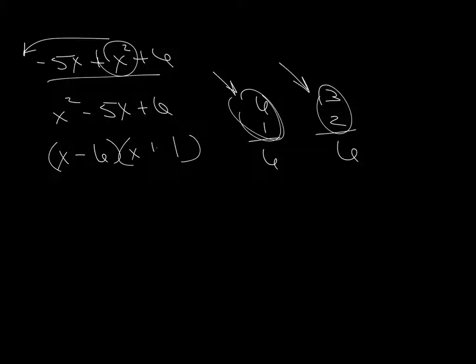A negative and a positive. So let's see what happens here. If I take negative 6 times 1, I get negative 6. That's not what I get up here. So that means this one is not the right one. Let's try putting the 3 and 2 in there.